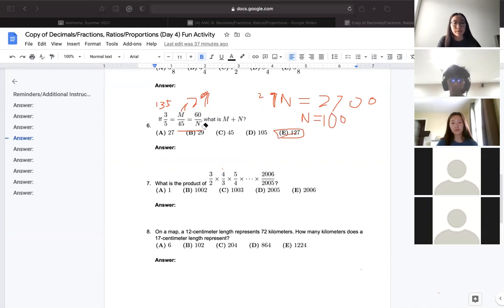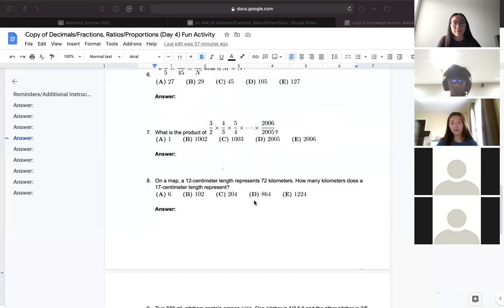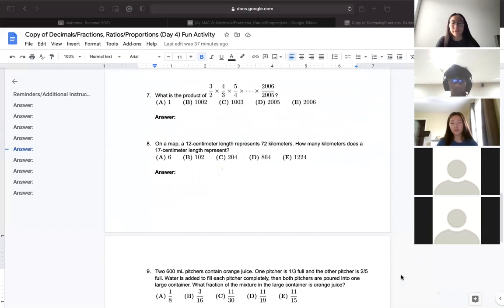Okay, so good job, guys. And then now on to 7, which I think was probably one of the trickier ones. Yeah. So 7, at least my group, we had to discuss this. Well, they had to discuss it.